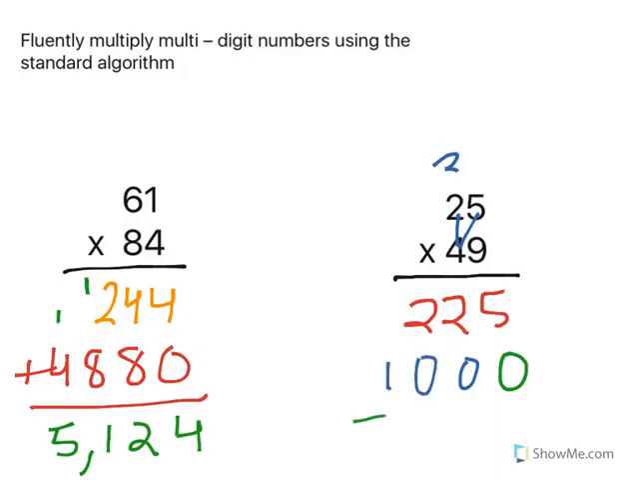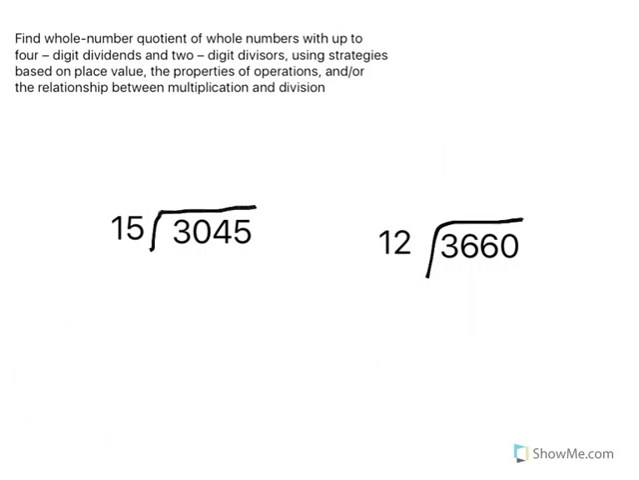Then we're going to add this all together to get 0 plus 5 is 5. 0 plus 2 is 2, 0 plus 2 is 2, and 1 plus 0 is 1. So our answer is 1,225. Hopefully we got all those right. Let's move on to the next concept.